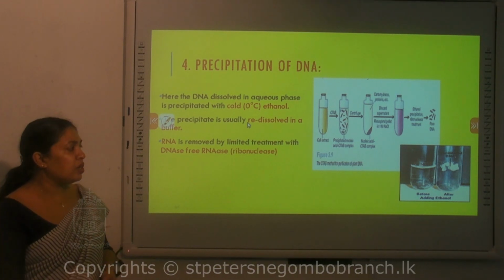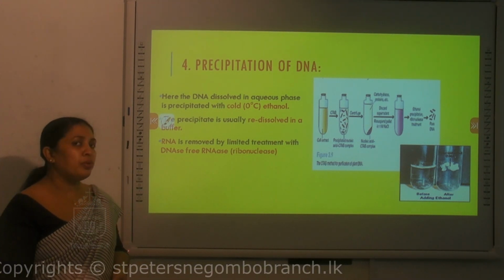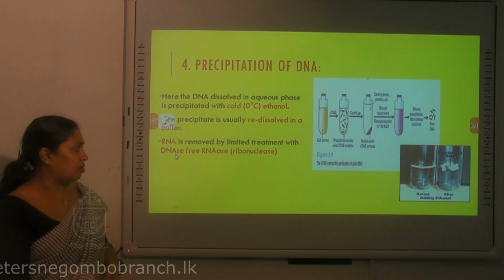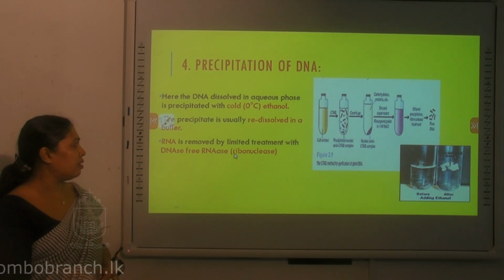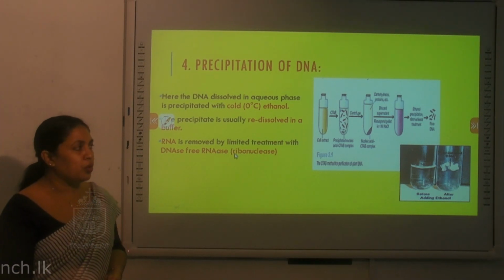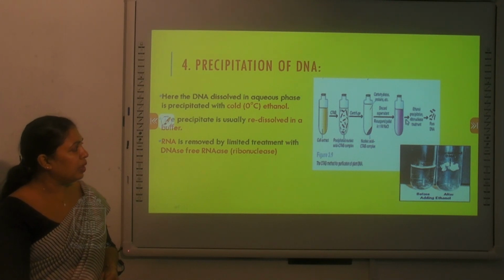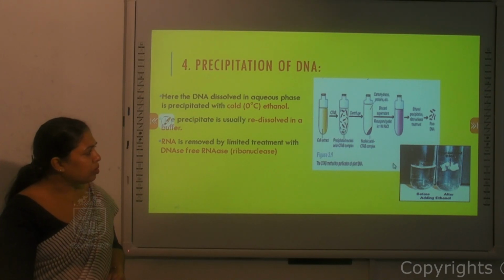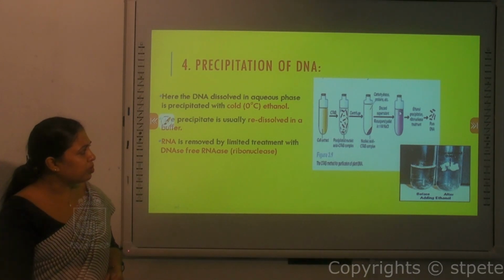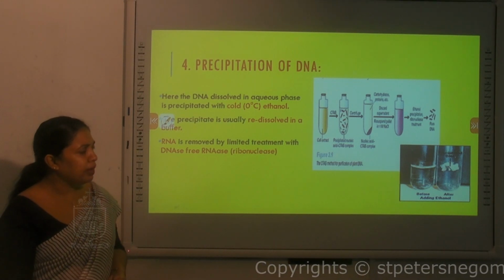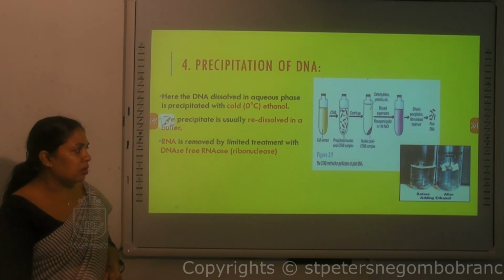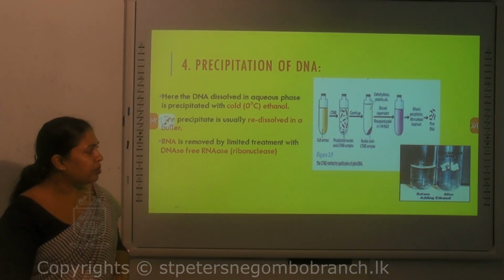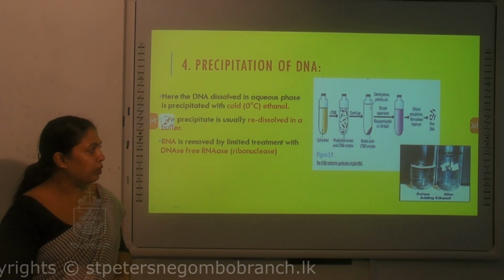DNA is dissolved in the buffer here, but we have to remove RNA also. So ribonuclease is used to remove RNA. Now we are getting only DNA, and here the ethanol is used, and we are dissolving it. When we dissolve it, it comes in this way, and DNA can be seen in a test tube or the centrifuge tube as a small cloud here.